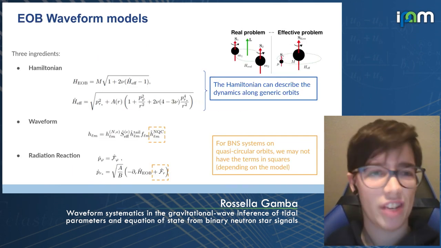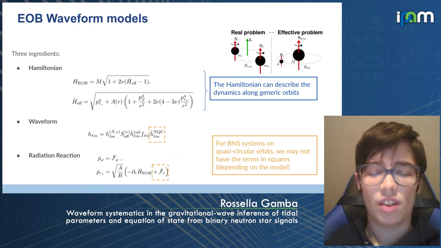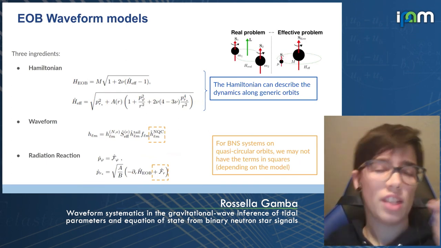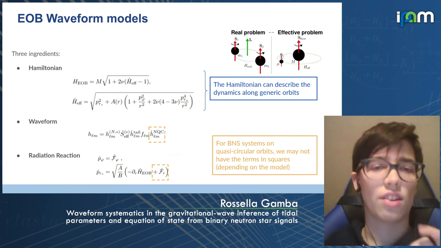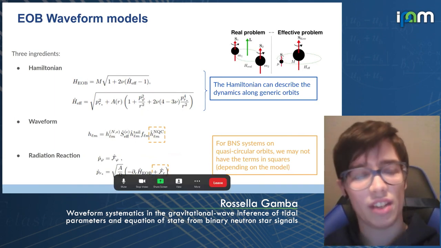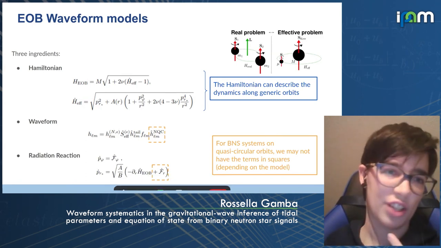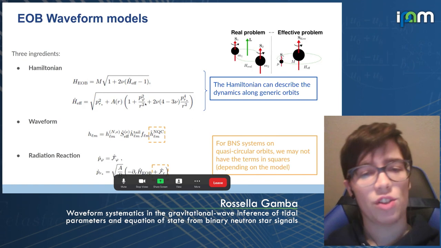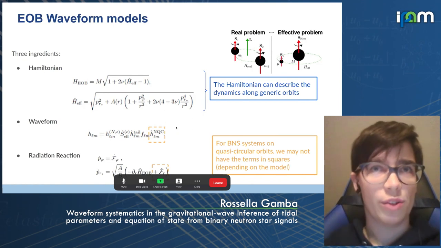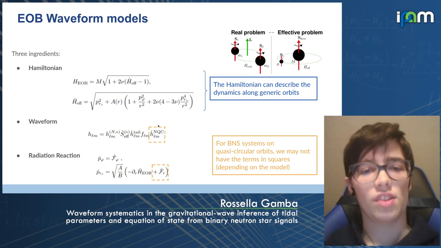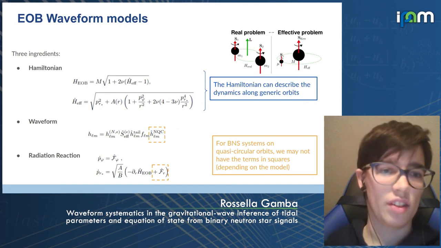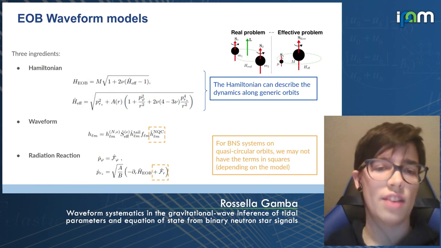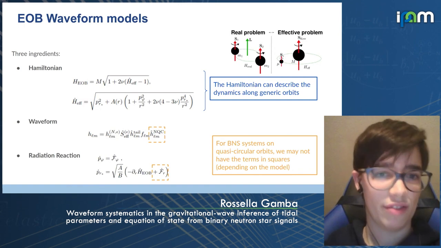So, EOB waveform models, my favorite. The main idea behind the EOB framework is that you take the two-body problem and then you remap it into an effective problem of a test mass orbiting a modified Kerr black hole, in a sense. It is made up of three main ingredients: a Hamiltonian, a waveform, and a radiation reaction. The Hamiltonian is generic in the sense that it can describe the dynamics along generic orbits. The waveform and the radiation reaction instead are usually inspired by PN theory, although not really, because it also uses some resummation and also includes some numerical relativity information, usually. And of course, waveform and radiation reaction are tightly knit one to the other and describe your dissipative effects.